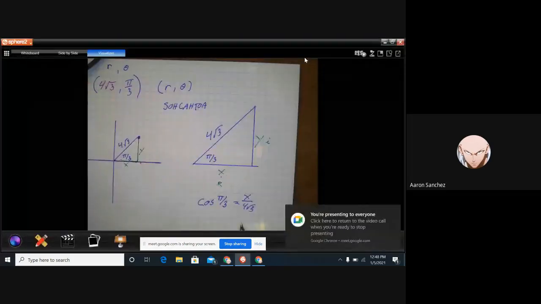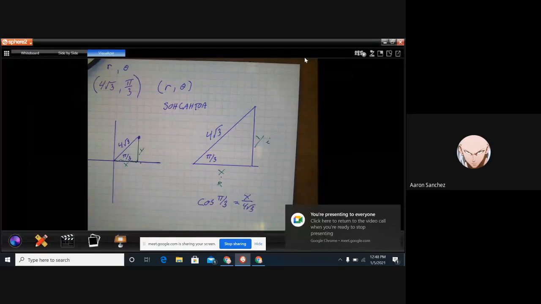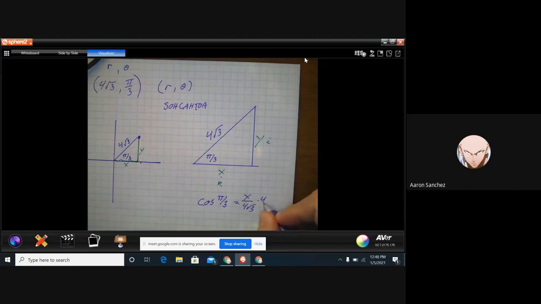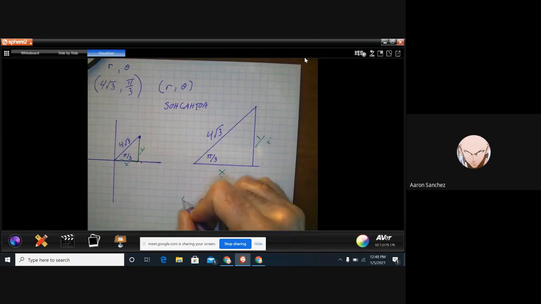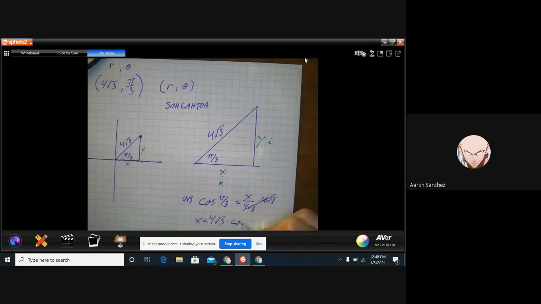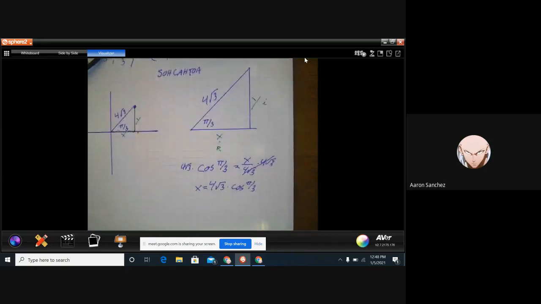Morella, how do I solve for x? You're going to multiply both sides by 4 root 3. Very good. So 4 root 3 times 4 root 3, so this goes away. X equals cosine pi over 3 times 4 root 3. So I'm going to write it like this. Watch carefully. X equals 4 root 3 times cosine pi over 3. Now I'm going to stop there for just a second and pause. Let's make sure we understand how we got that.